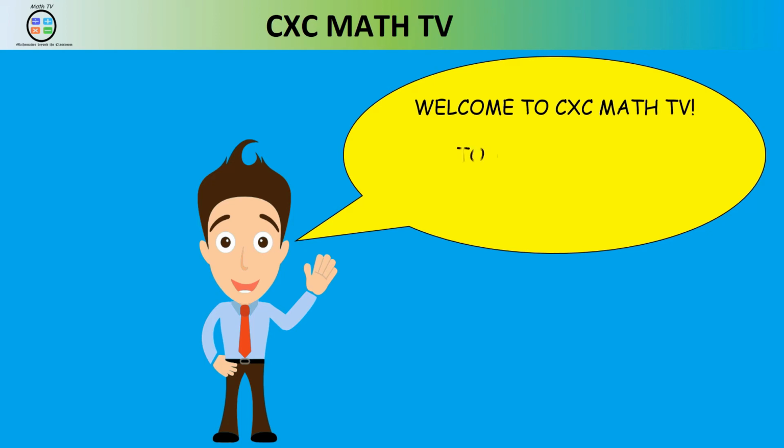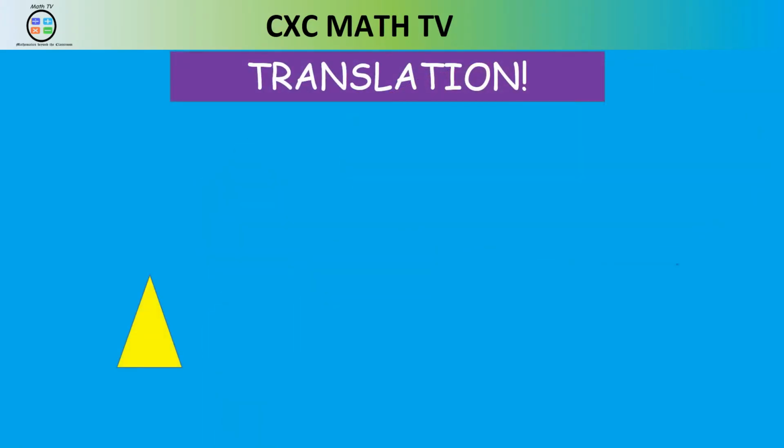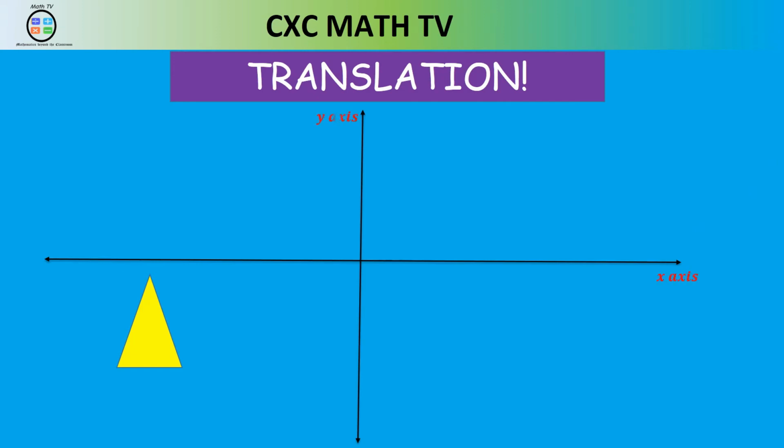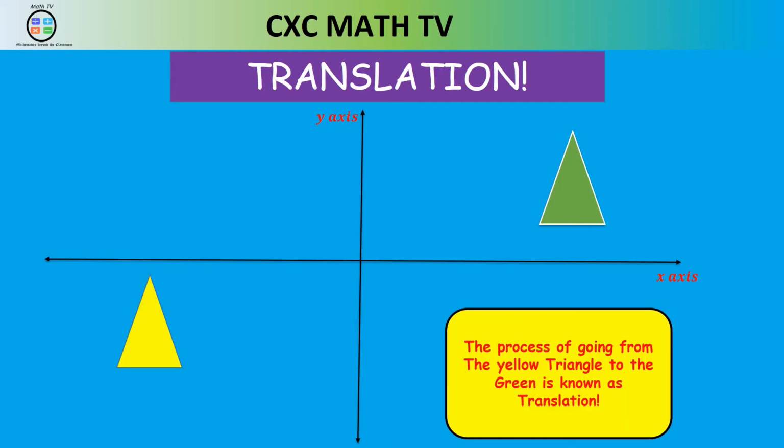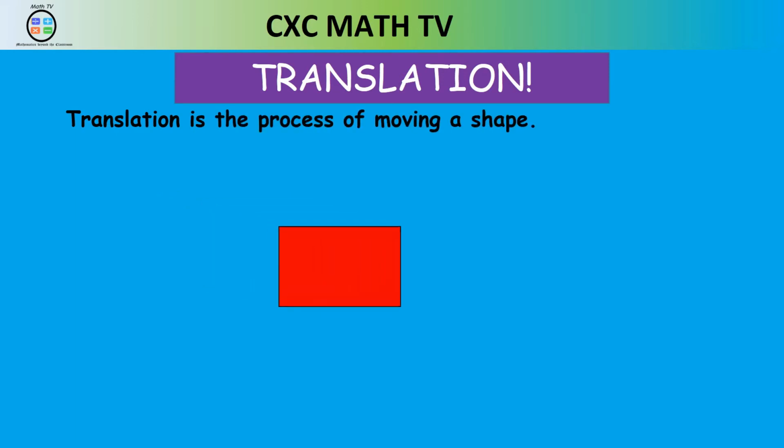Today we will be looking at translation of objects. Now look at this diagram right here. Look on the screen. So we see that the process of going from that yellow triangle to the green triangle, this is known as translation. So what is this translation? Translation is just the process of moving an object or moving a shape.